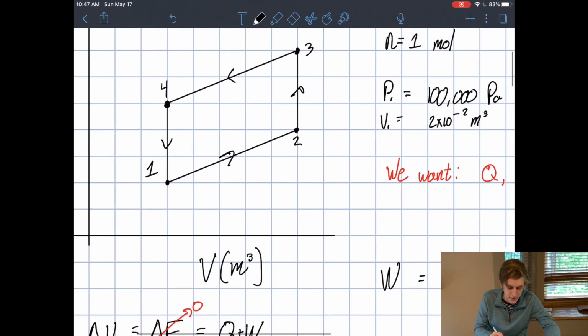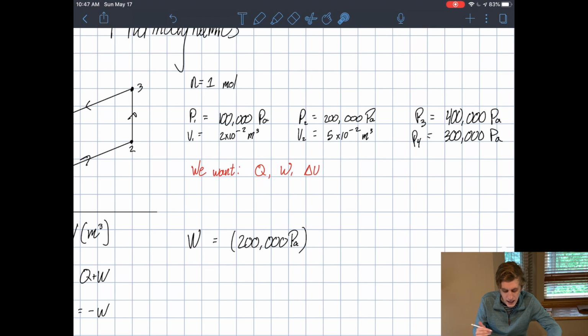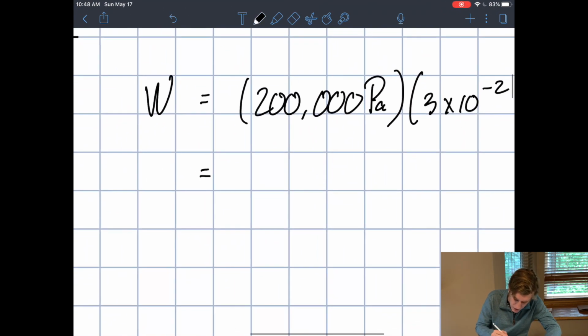What about its width? Well, its width is actually this distance here. We're not taking the length of this line, we're just taking the width. You can think of it as being the horizontal piece of this line here. Well, what is this width? It's just the difference in volume between point 1 and point 2. That difference in volume, we already know. It's 3 times 10 to the negative 2 meters cubed. Multiplying this out, we get that the work done is equal to 6,000 joules.